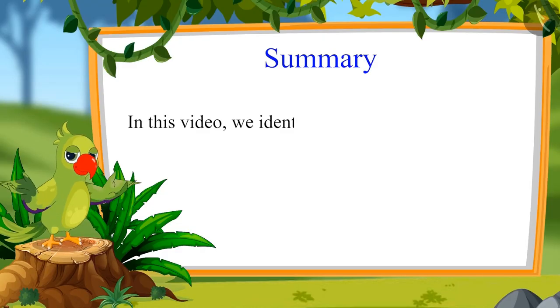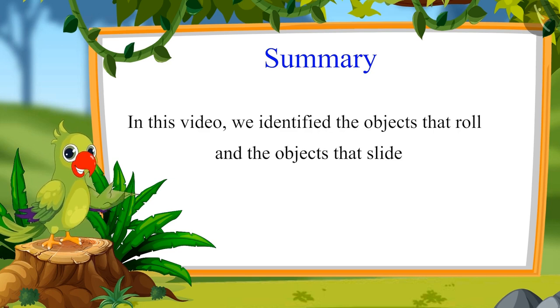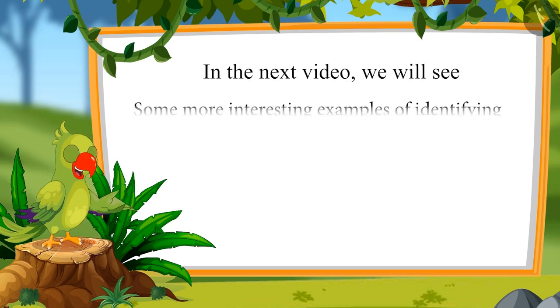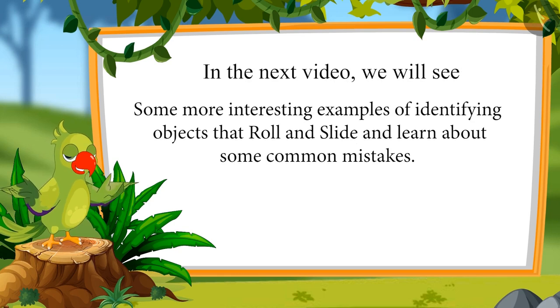So children, in this video, we identified the objects that roll and objects that slide. In the next video, we will see some more interesting examples of identifying objects that roll and slide and learn about some common mistakes that should not be made. Till then, bye children!